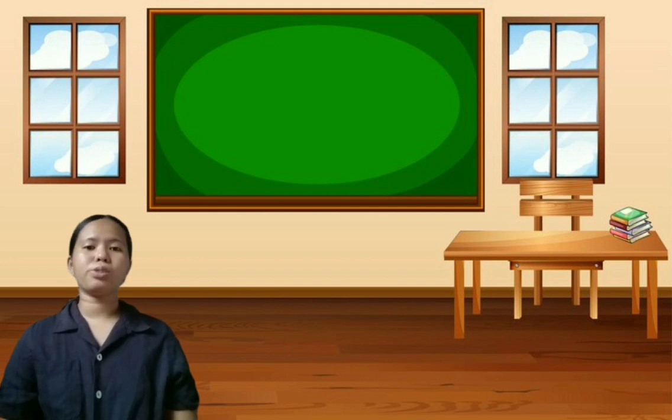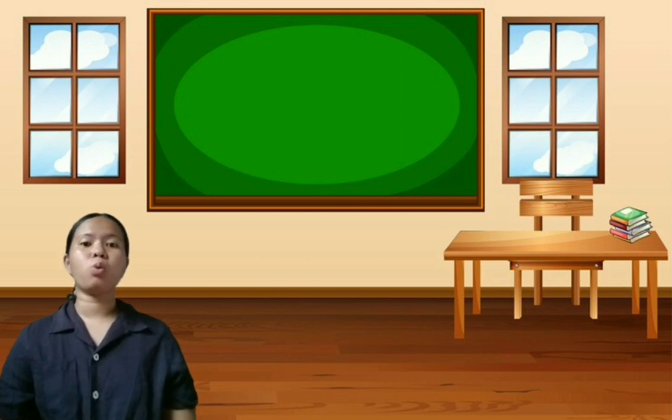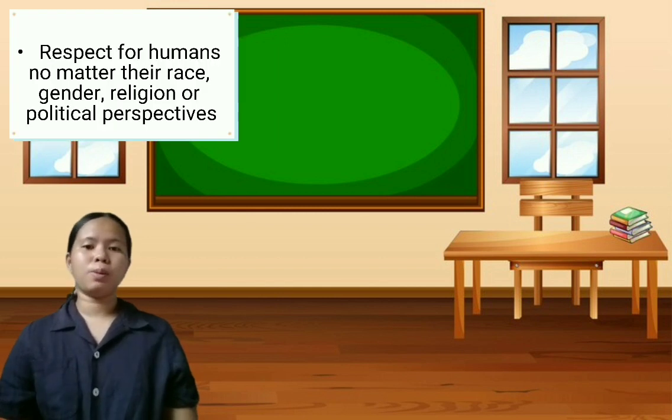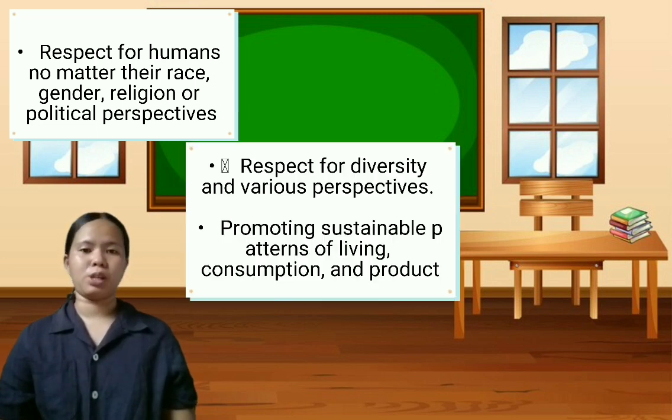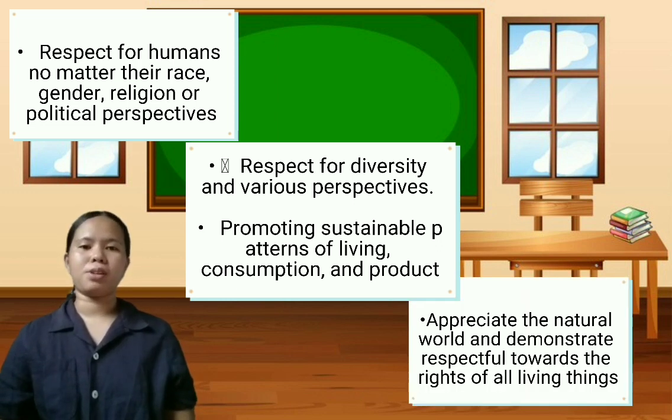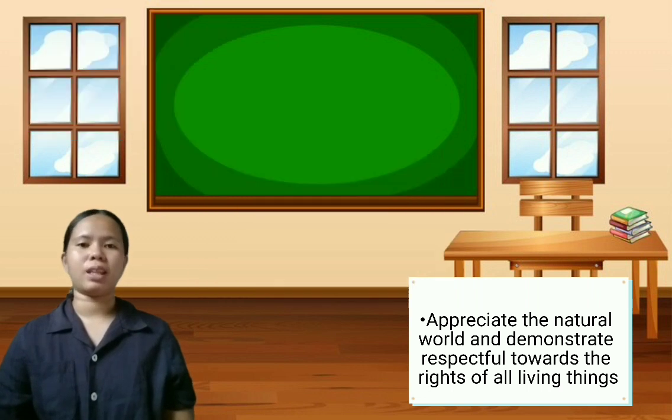According to the Ontario Ministry of Education 2015, a global citizen should display most or all of the following characteristics: Number one, respect for humans, no matter their race, gender, religion, or political perspectives. Number two, respect for diversity and various perspectives. Number three, promoting sustainable patterns of living, consumption, and production. Number four, appreciate the natural world and demonstrate respect towards the rights of all living things.